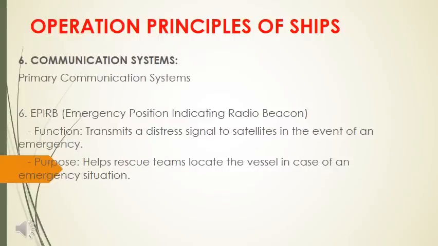Number 6 is the emergency position indicating radio beacon. It transmits a distress signal to satellites in the event of an emergency. It also helps rescue teams to locate the vessel in case of an emergency situation. That's the work of the emergency position indicating radio beacon, EPIRB.